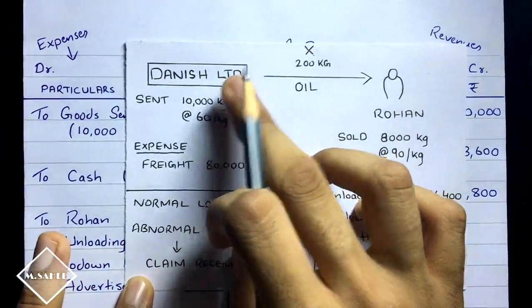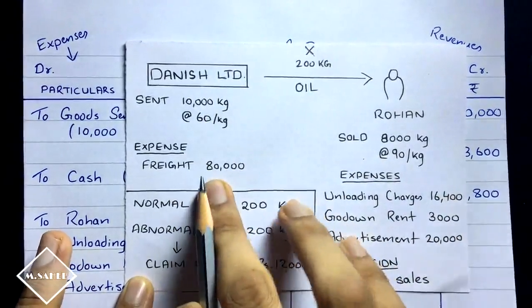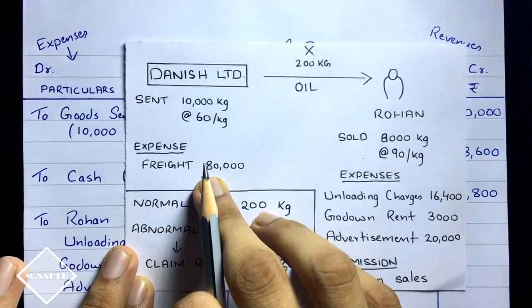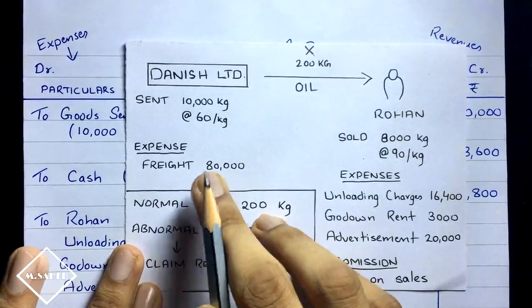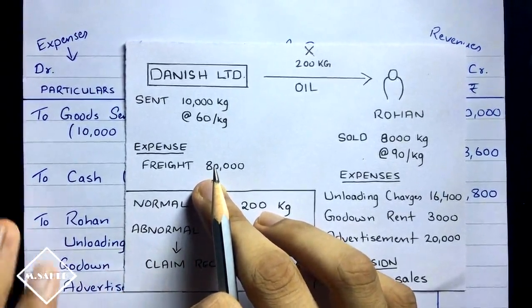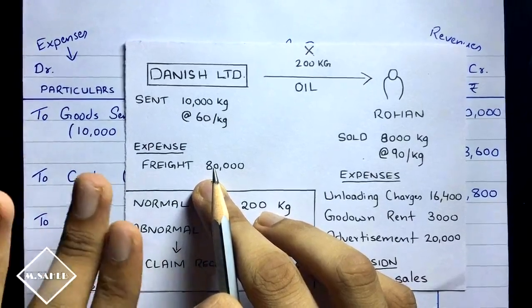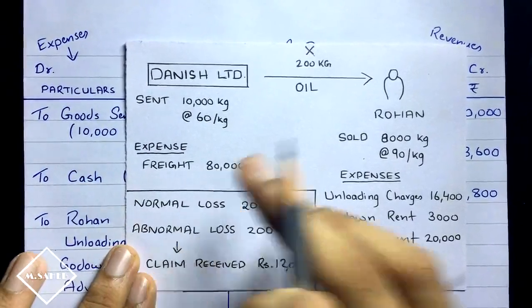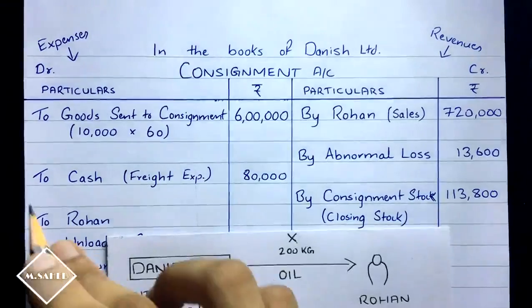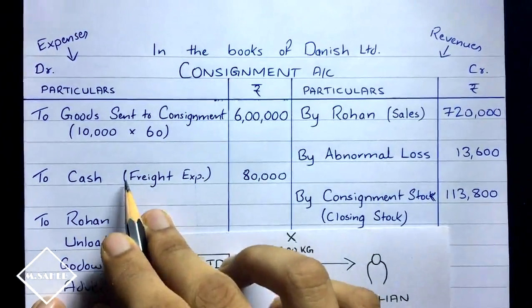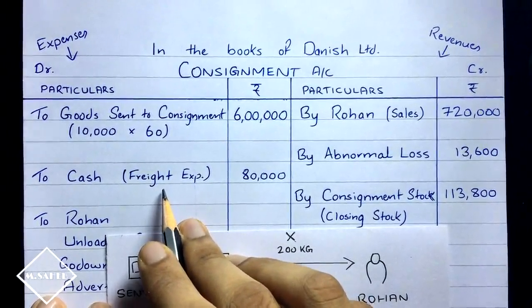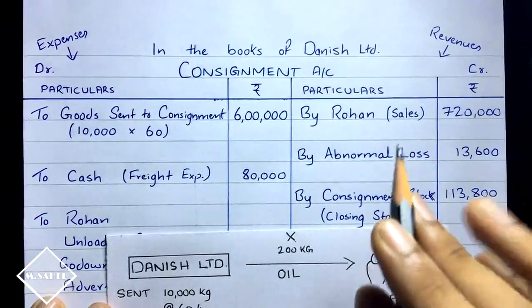And then Danish Limited also incurred an expense of 80,000 on freight charges. Now what is this expense? This is a non-recurring expense. Keep that in mind. We have to use that while doing the valuation of closing stock as well as the valuation of abnormal loss. In the consignment account, we record all the expenses, recurring and non-recurring both. So this will be recorded on the debit side, as expense is increasing, to cash account, and in brackets you write freight charges. It's better to write because it becomes very clear for the examiner to identify. So freight charges, 80,000.